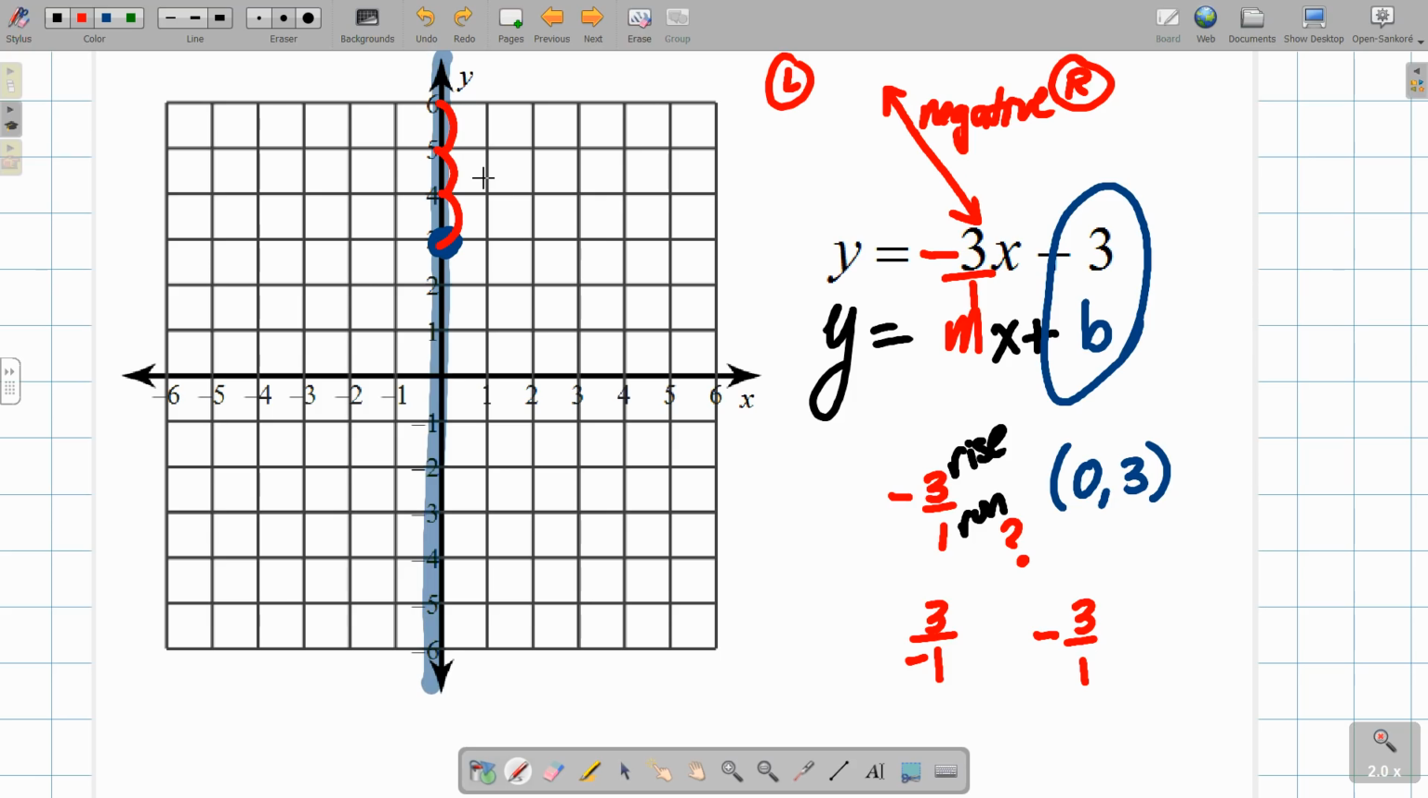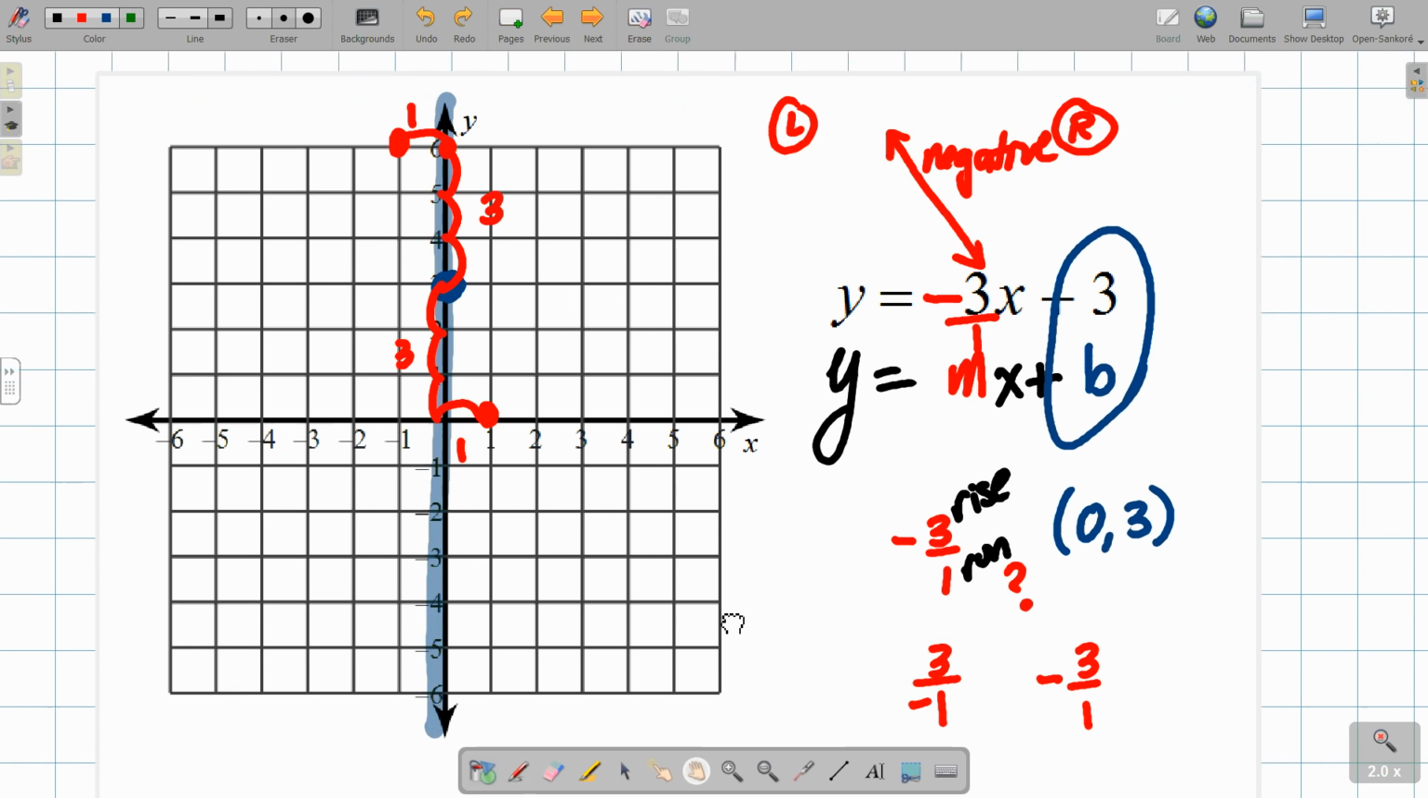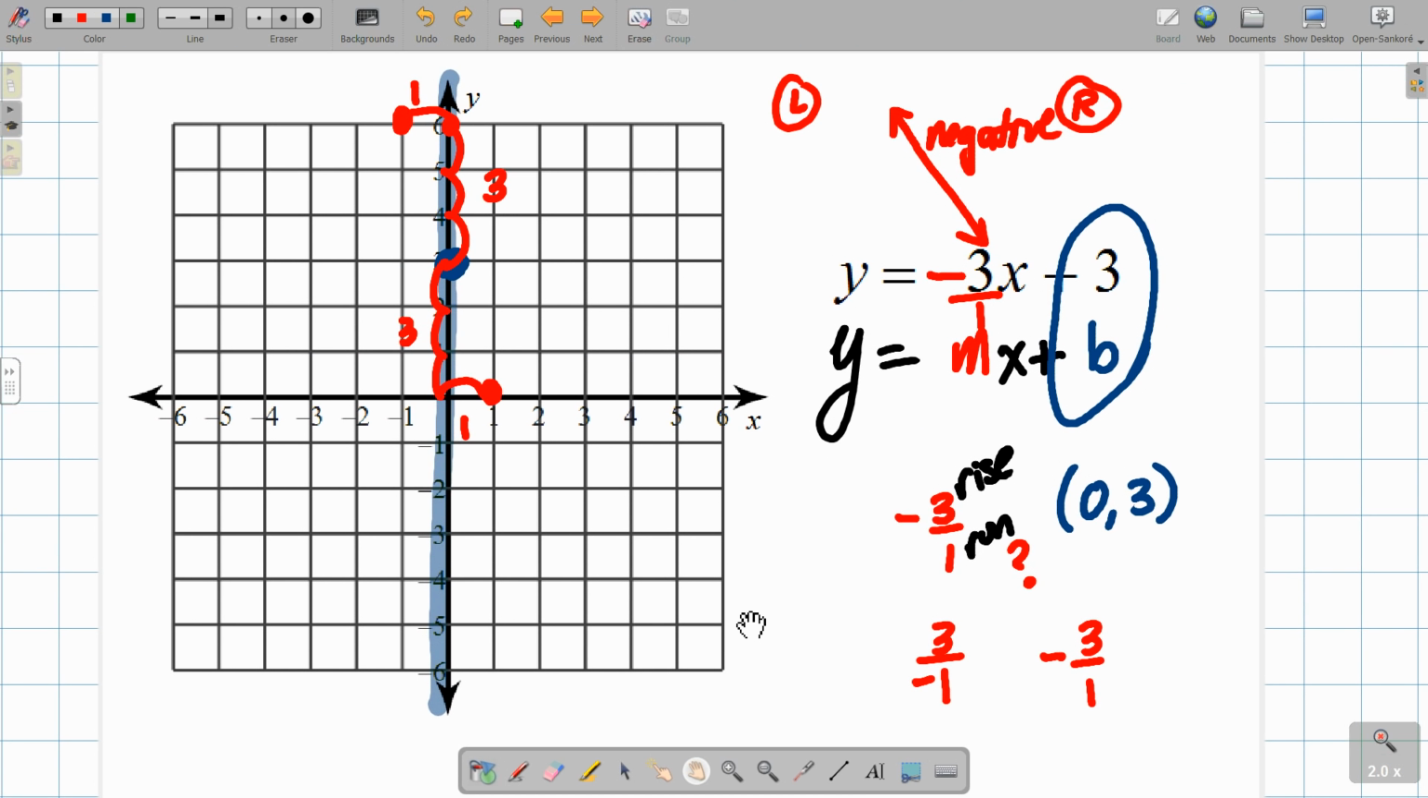Watch. I'm going to rise 3. I want a negative slope, so in order for it to tilt negative, I'm going to go over 1. That's rise 3 over 1. Or I could go down 3 over 1, and I get exactly the same thing. Remember, the ambition is to get a negative tilting line. Go right through that intercept.